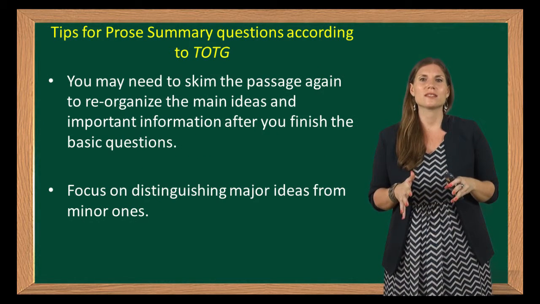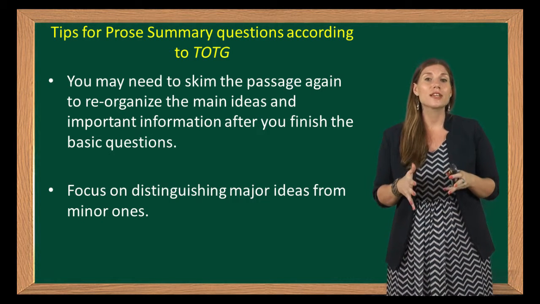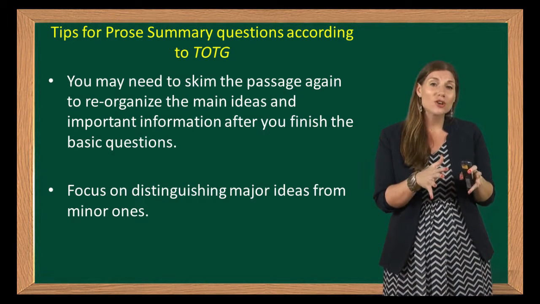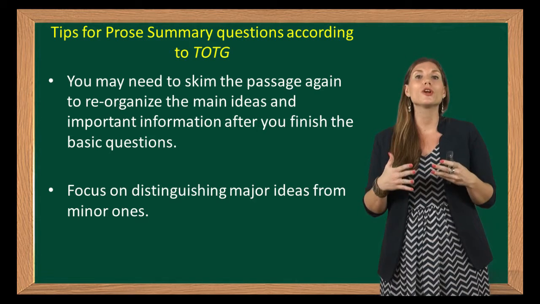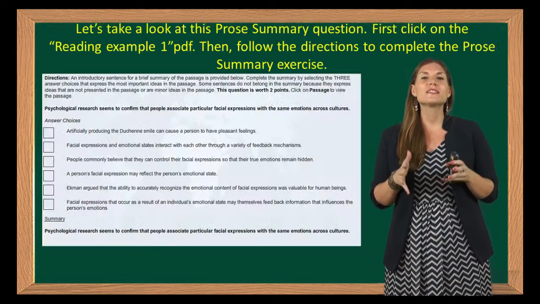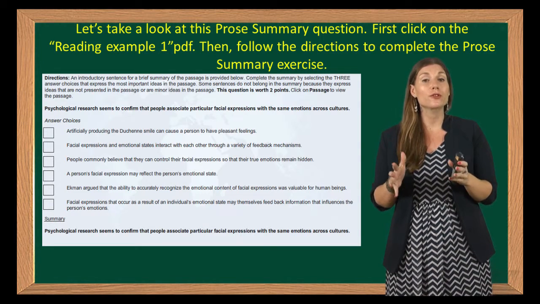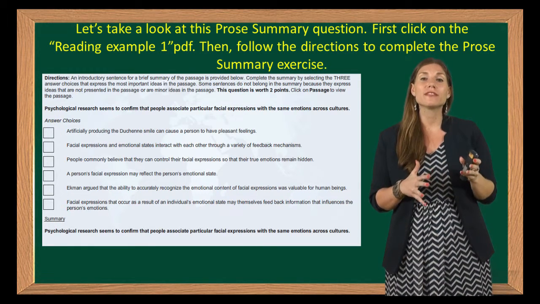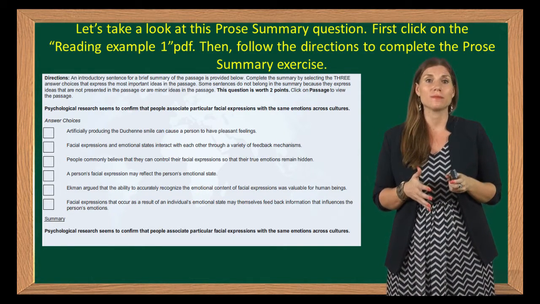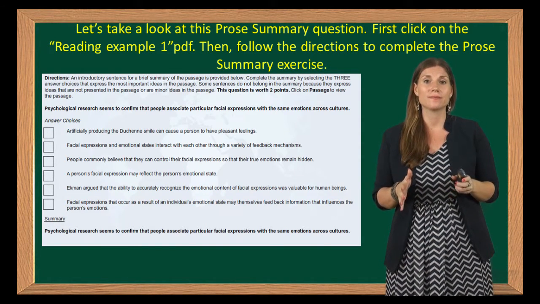So here are some tips for this. You might need to skim the passage again to reorganize the main ideas and important information after you finish the basic questions. So focus on distinguishing major ideas from minor ones. Remember, you are looking for the most important details. So take a look at this prose summary question. At this point, I need you to look back in your materials for the reading section and open the PDF labeled Reading Example 1. You will need this in order to answer the question. Once you have opened it, follow the directions to complete the prose summary exercise.